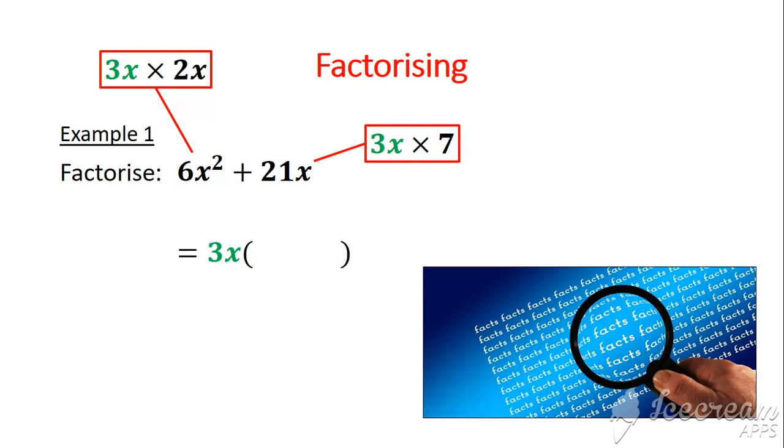So we're going to take a 3 and an x out the front of the brackets, a number and a letter. Right, well, first part is going to be 2x because 3x times 2x makes 6x squared. And the second part's going to be plus 7 because 3x times 7 makes 21x. So our final answer is 3x bracket 2x plus 7.